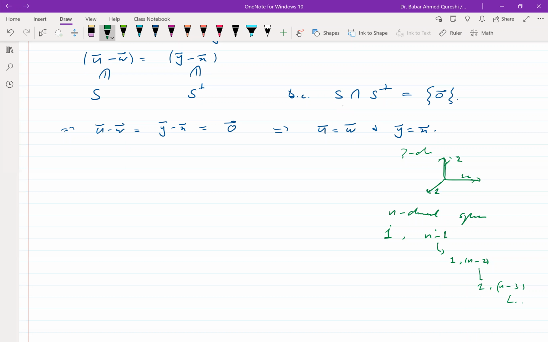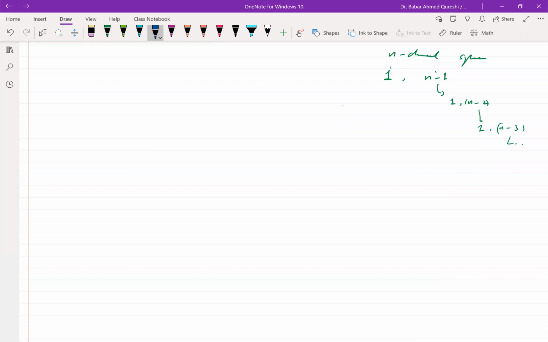But one application which we are going to use is the following. This is called the fundamental subspaces theorem. But first, let's recall some of the fundamental subspaces of a matrix, which we had studied.